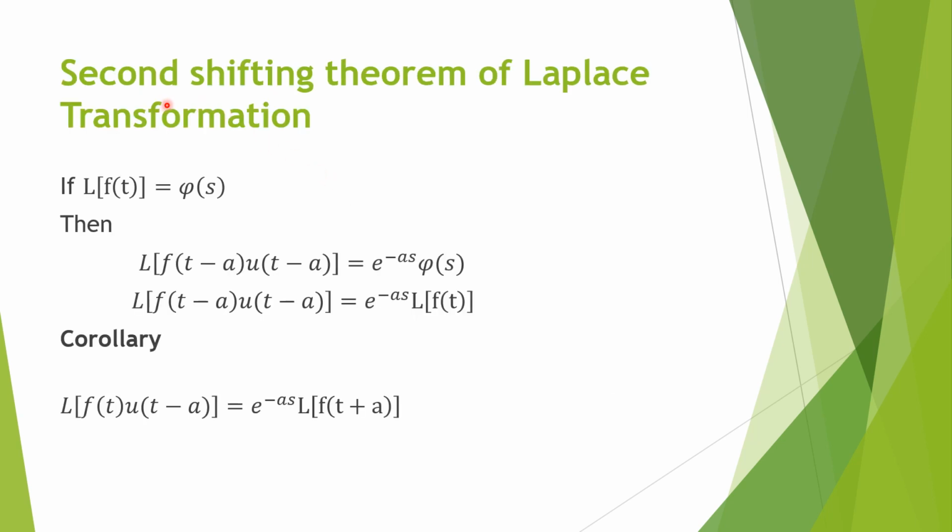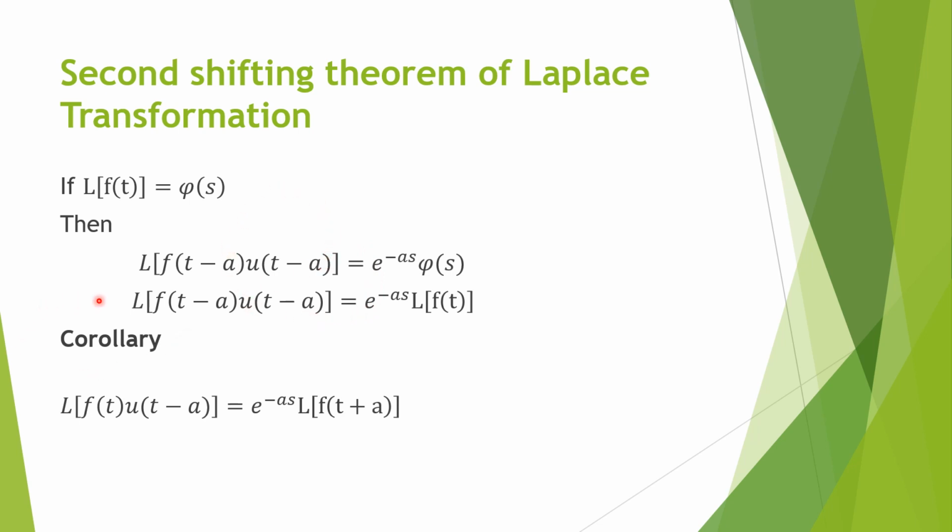Now check what the second shifting theorem of Laplace transformation is. If Laplace transformation of function of t is phi of s, then according to the second shifting theorem, Laplace transformation of f of t minus a, u of t minus a, will become e raised to power minus as phi of s. Or you can say that it will become e raised to power minus as times Laplace transformation of function of t. We will use this second shifting theorem in inverse Laplace transformation also, so we can check some examples by using this theorem in inverse Laplace transformation.